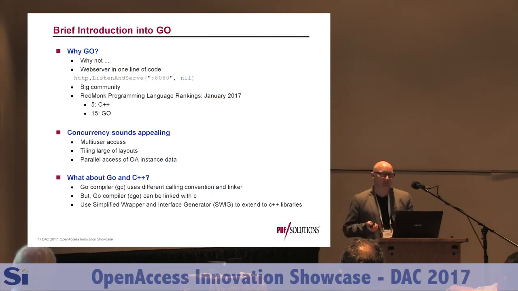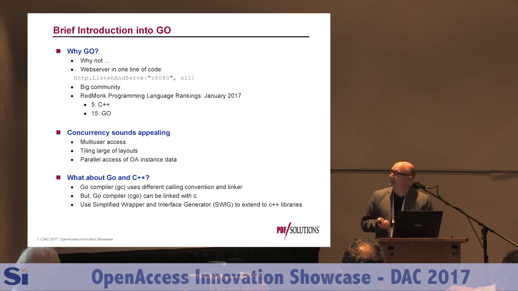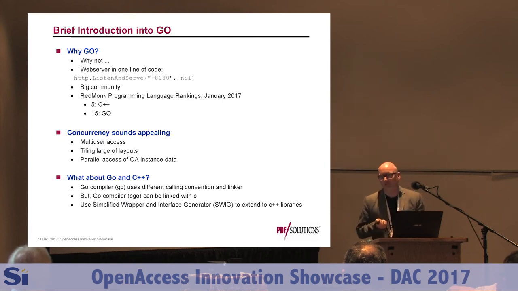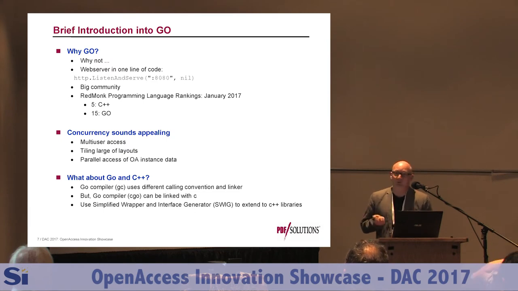Okay, why Go? Well, why not? We can do everything, right? I was intrigued that a web server you can write in one line of code. Great, one line of code, you have a web server. Done. It also has a big community. The Redmonk programming language ranking from this year says Go is number 15, so it's not too bad. C++ is 5 in comparison. Well, at least we are working on something which gets used. And if the inventor of Go, which is Google, uses it, it might be good.